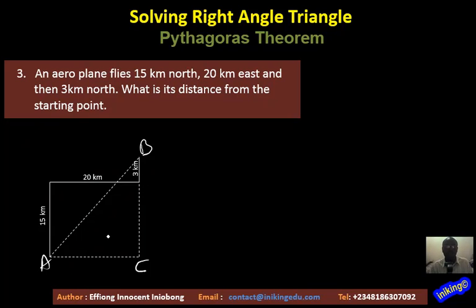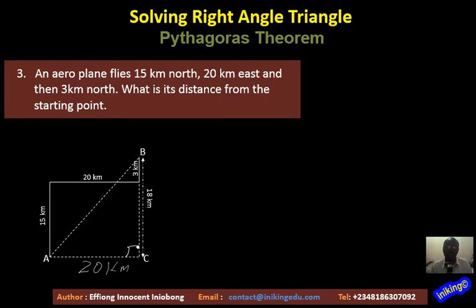I know AC because this is 20, therefore this is going to be 20 also. And I know BC is going to be from this end down to A, which is 15. So BC will be 15 plus 3 kilometers. That gives us 18. So that's the 18 kilometers and 20 kilometers. So we have ABC as our right angle triangle. Let's indicate our right angle there. So we have a right angle triangle ABC.